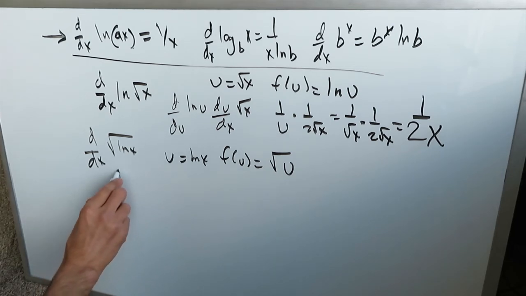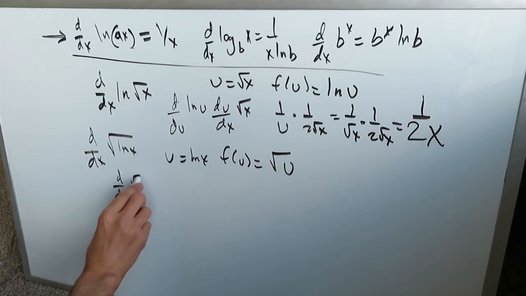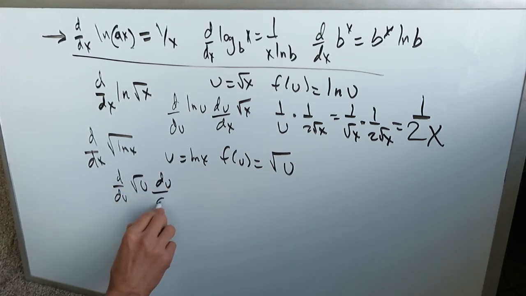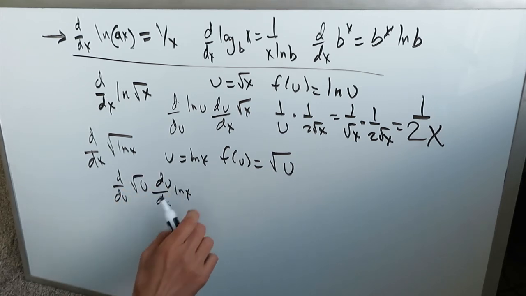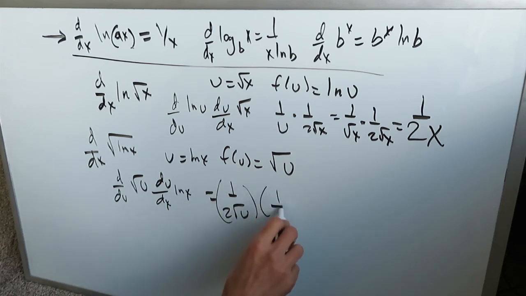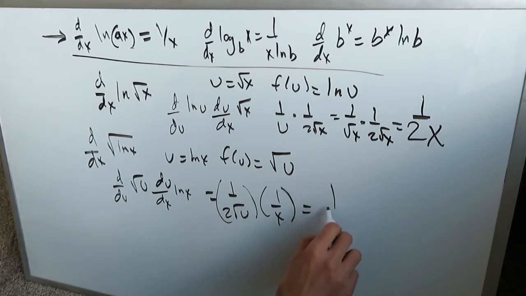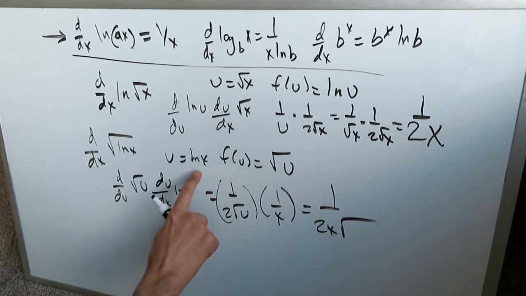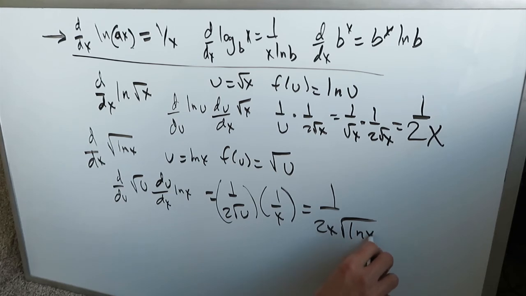Now let's do the chain rule over here. Derivative with respect to u, you have a root u, and now derivative with respect to x, you have an ln x. And you can compare it to exactly what you see over here. Open this up. Root u is a 1 over 2 root u, and the natural log x derivative is always 1 over x. You get 1 over 2x, and resubstitute back for root u, which was what? ln x. And here's your final answer.